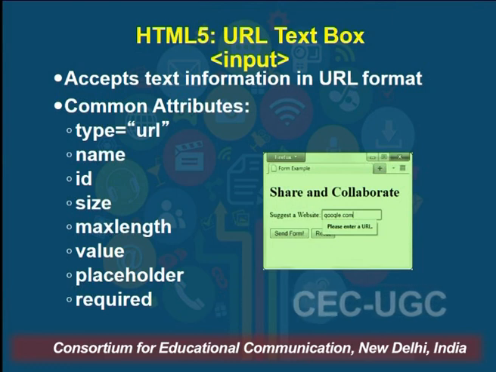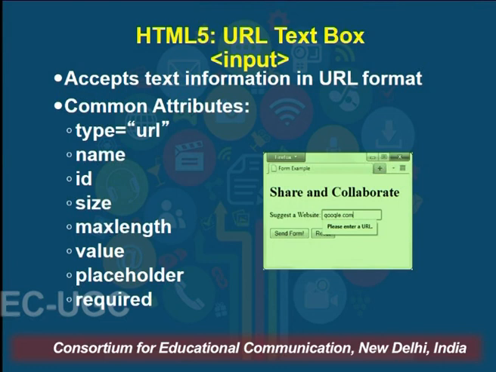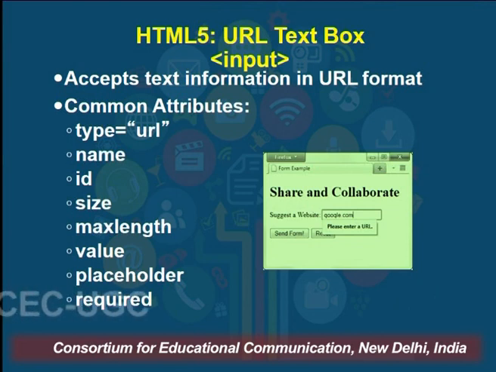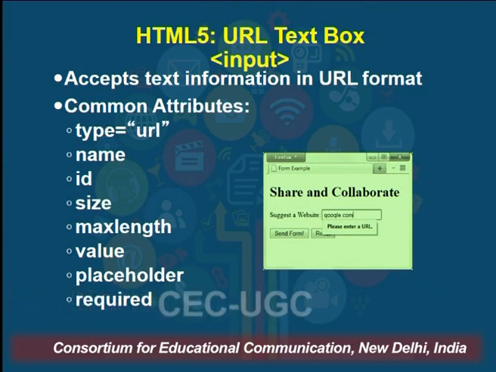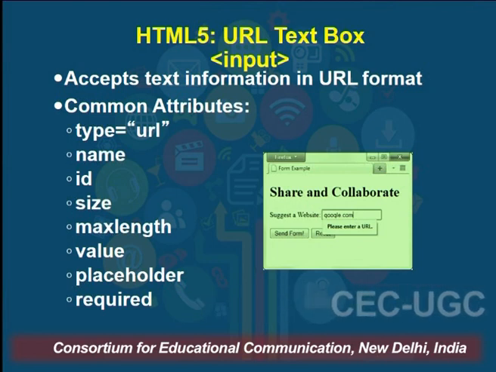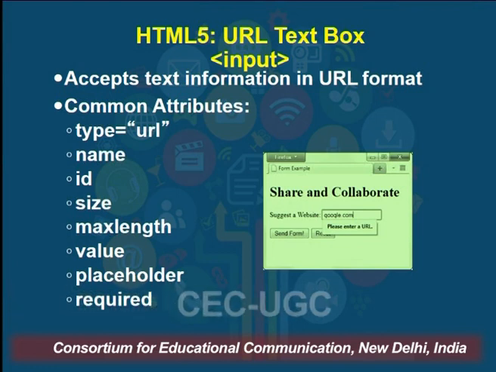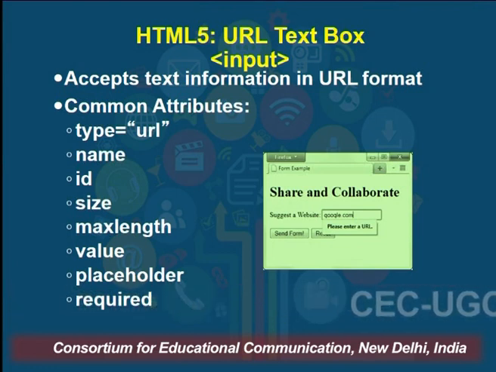For example, if you want the user to enter the name of their website or the link of a particular document that they would like to share. So in that case, the control is not going to hold ordinary text, but it is actually holding a URL. So what will you give? You will give input type is equal to URL, because this particular text box is not going to hold ordinary text, but it's going to hold a link.